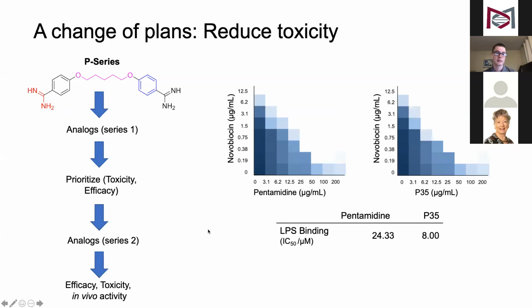So for a number of rounds of analoging, we eventually stumbled on P35. So if we look at the efficacy of P35 in synergy with novobiocin, we see a very similar checkerboard pattern as that of pentamidine. In our LPS binding assay, we do see some increase in LPS binding, although what was most important is in our toxicity assays, we see the concentration of P35 is much higher than pentamidine in our HepG2 inhibition assay.